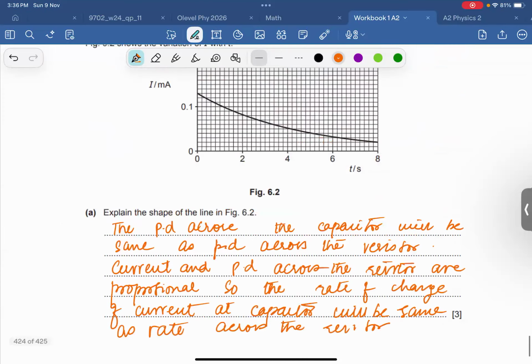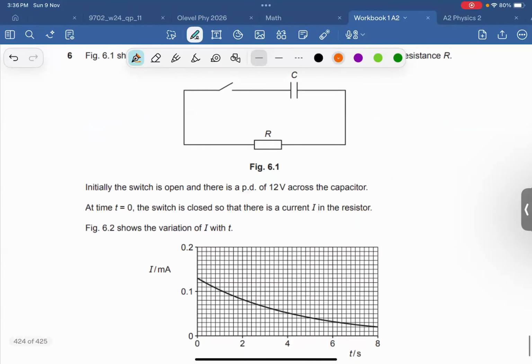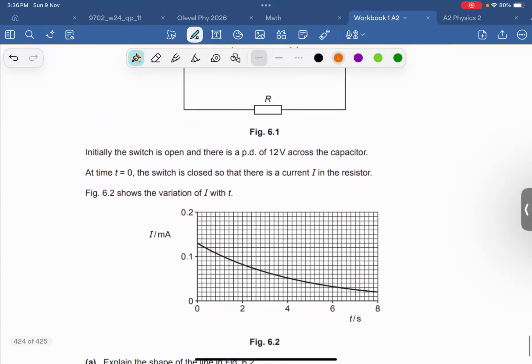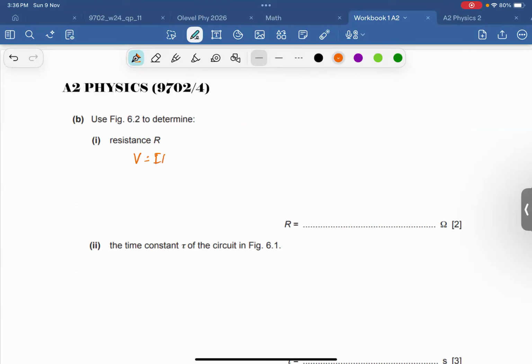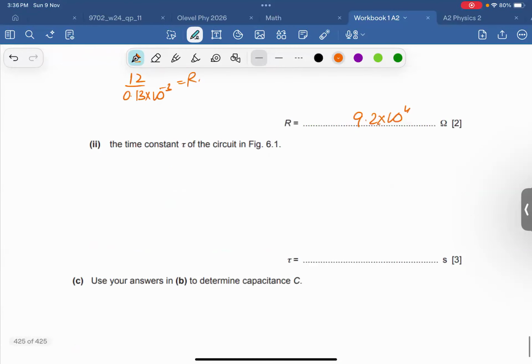Determine the R. We have 12 volts, and we can find the initial current, which is 0.13 milliampere. So 0.13 exponent negative 3 is equal to R, so that is going to be 12 divided by 0.13 exponent negative 3. So I am getting 9.2 exponent 4.